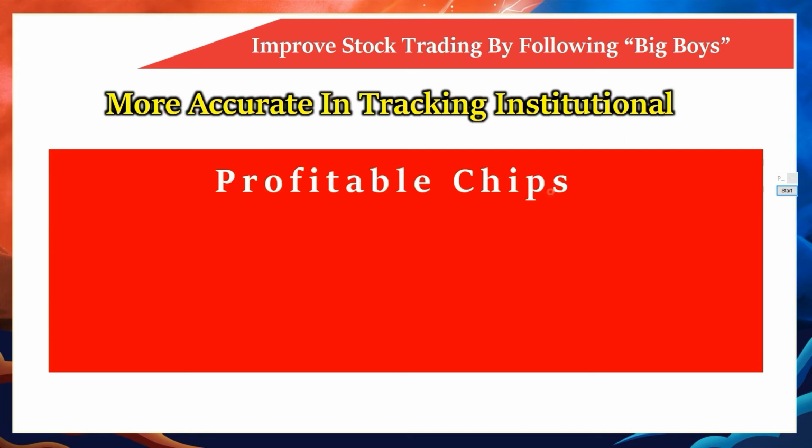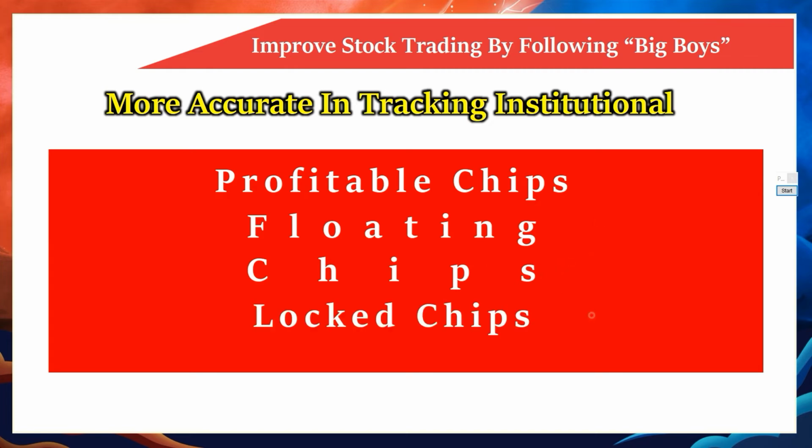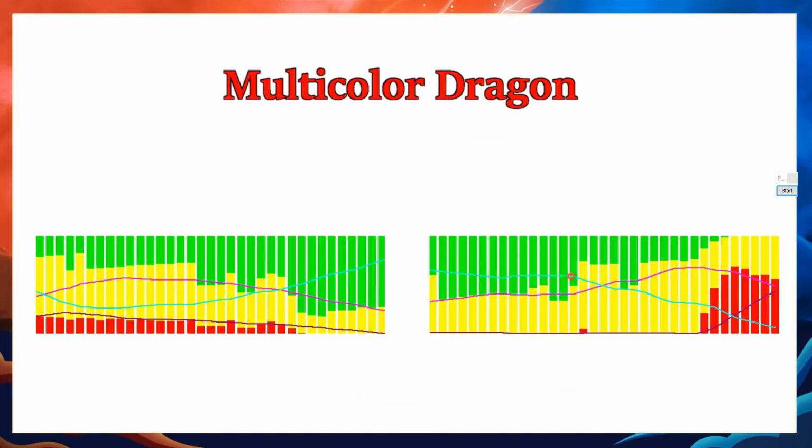There will be 3 terminologies here. The first one is called profitable chips. The second one is called floating chips. And the last one is called lock chips. So we're looking at the relationship between the 3 parties. Now, the indicator name is called Multicolor Dragon.